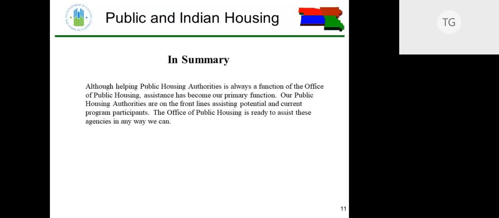At the Office of Public Housing, helping our PHAs is always our job. Currently, assistance to PHAs is our primary function. Our PHAs are on the front lines assisting potential and current program participants. They are helping many of our low-income, elderly, disabled, veterans, and homeless. The Office of Public Housing is ready to assist these agencies in any way we can.